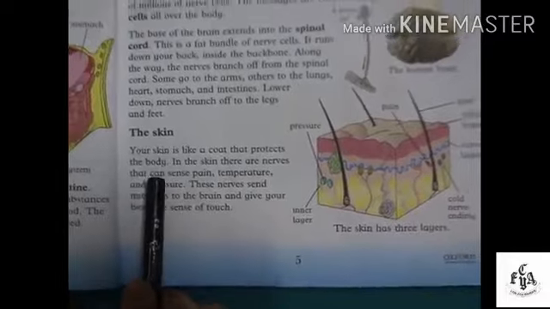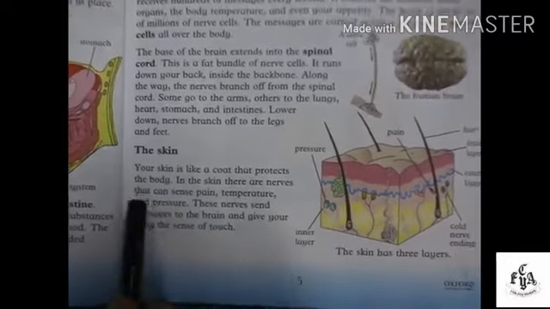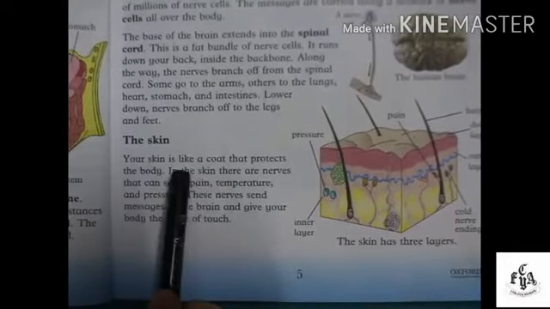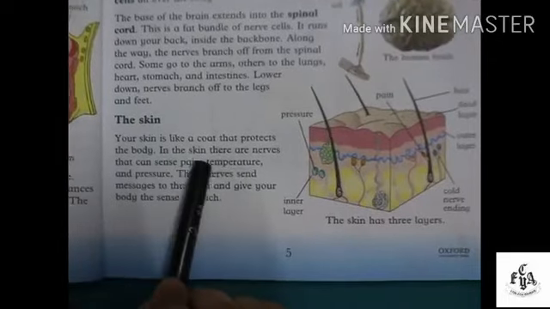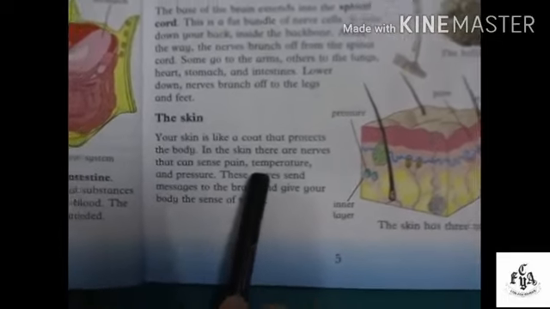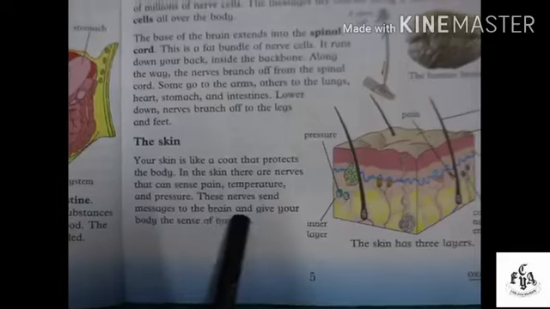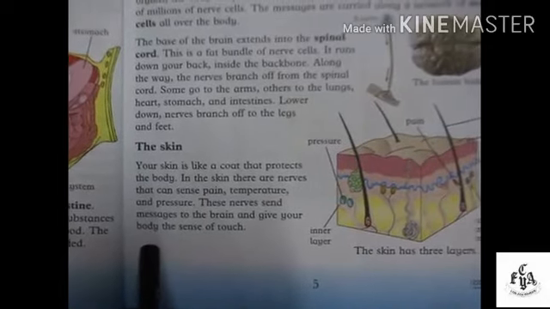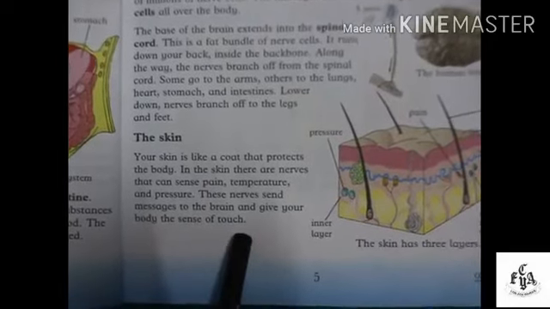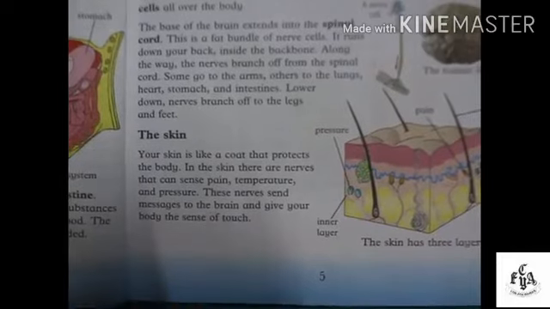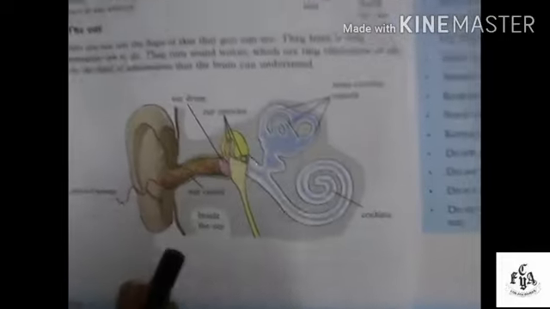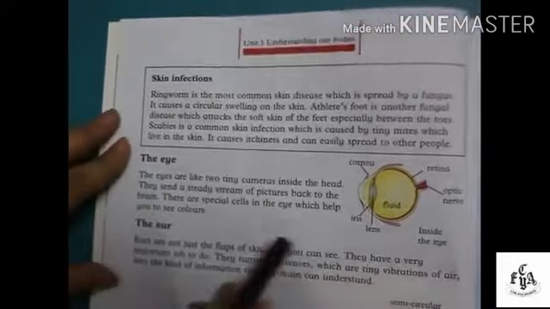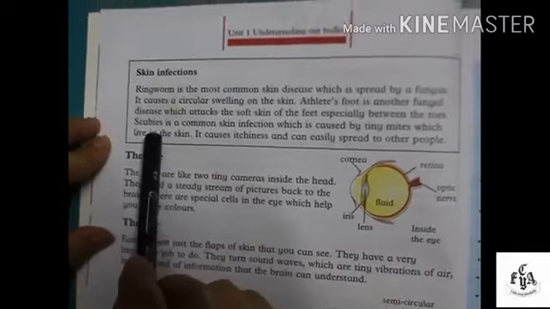Now come to the skin. In the picture you can see this picture of a skin. Your skin is like a coat that protects the body. In the skin there are nerves that can sense pain, temperature and pressure. These nerves send messages to the brain and give your body the sense of touch. With the help of skin we can easily feel the touch, or with the touch we can find out what is in the atmosphere.